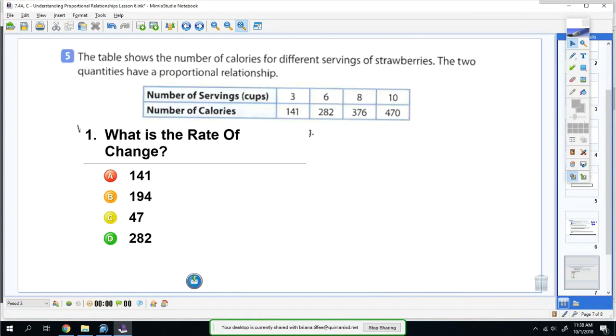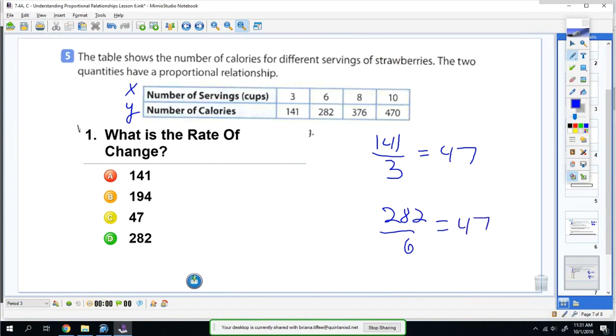Okay, now you try one. The table shows the number of calories for different servings of strawberries. The two quantities have a proportional relationship. So again, I like to draw my x and my y. So it'd be 141 over 3, which equals 47. 282 over 6, which is 47, and so on. So since it's a proportional relationship, the rate of change is 47.